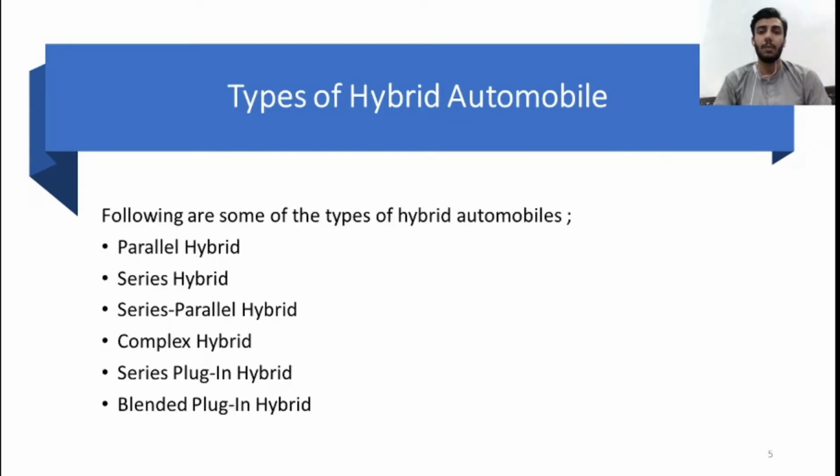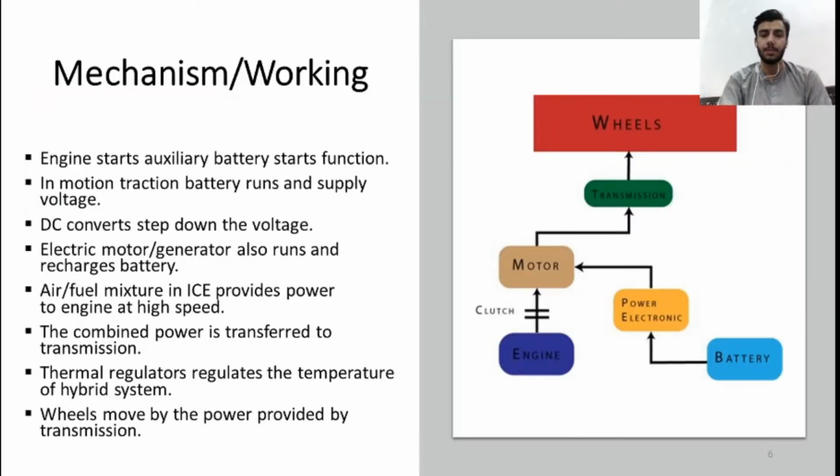Hybrid automobiles have many types depending upon their complexity and functionality. Some of the types mentioned here are parallel hybrid, series hybrid, complex hybrid, series parallel hybrid, series plug-in hybrid and blended plug-in hybrid. The first four types are the branches of electric hybrid, while the last two are the branches of solar hybrid. A blended plug-in hybrid is also known as parallel plug-in hybrid.